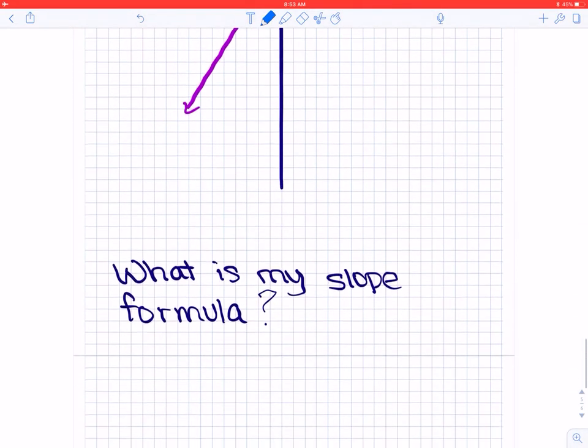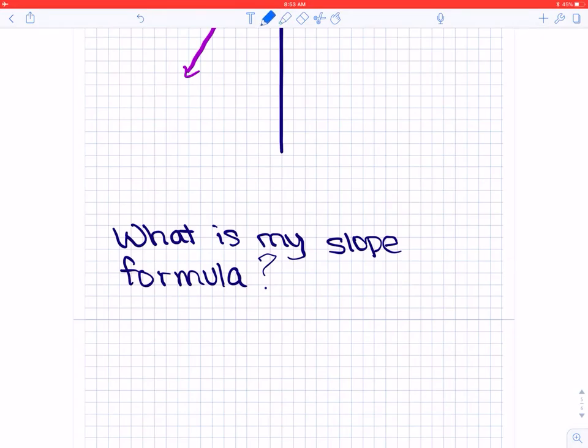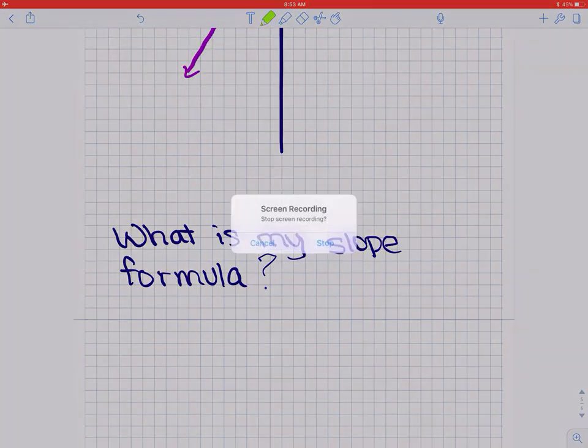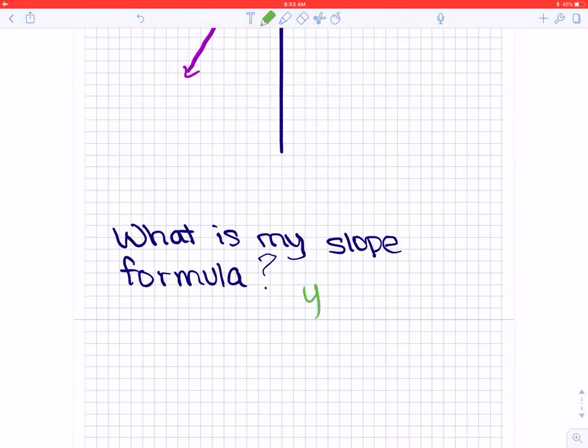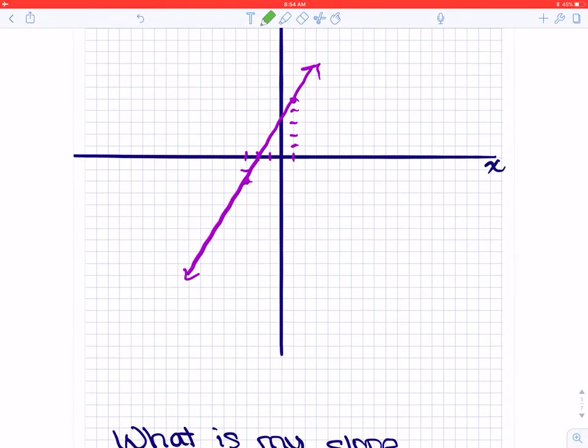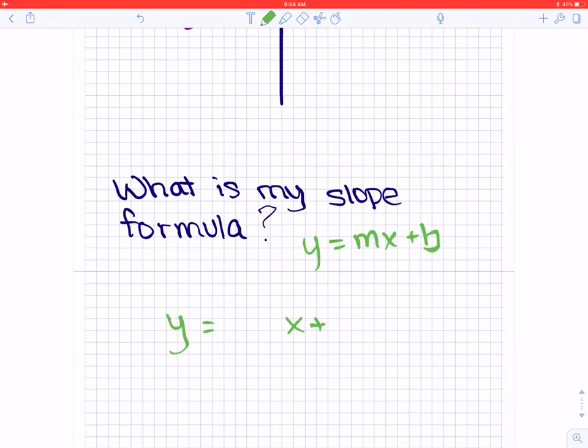So what is my slope formula? Let's remember. Slope formula is y equals mx plus b. So this is what I'm setting up. So my y is going to be the same, equals x plus. We just need to fill in the m and the b. So coming up here, my b, where I always start, where does it hit the y-axis? It touches right here. That is 1, 2, 3. So it touches at +3.